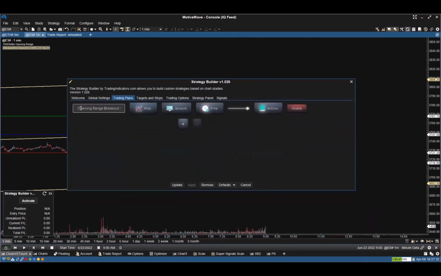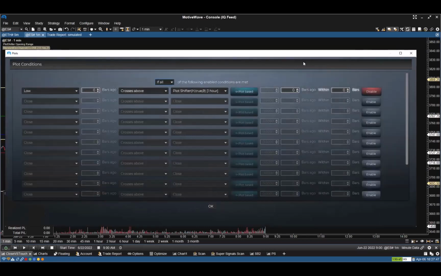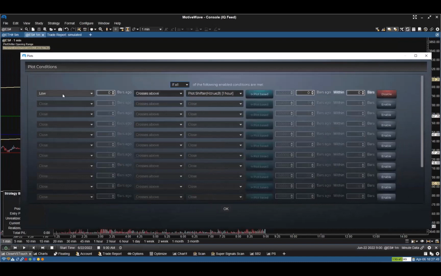And so I called this first trading plan, my first idea for position, opening range breakout long. And in the plot conditions for this, I have opened up my plot conditions window, and I have certain conditions set out for what I want to be satisfied to take my long entry. My only condition is that the low of the current bar on the 1 minute chart, so the low 0 bars ago, crosses above the plot shifter value of the H, which references the high.